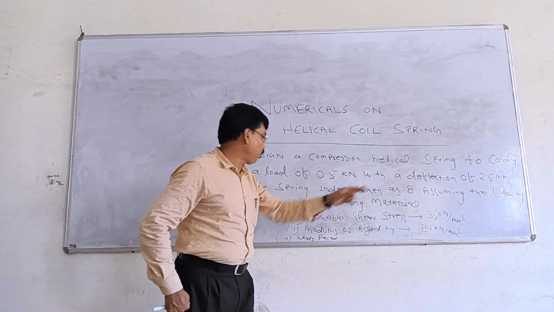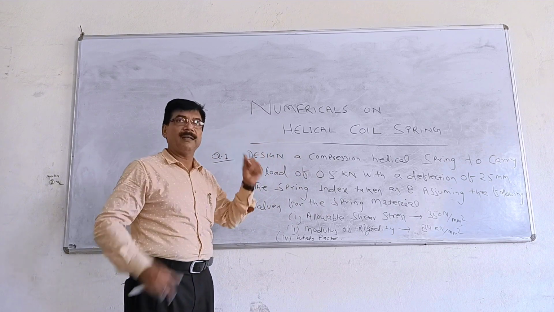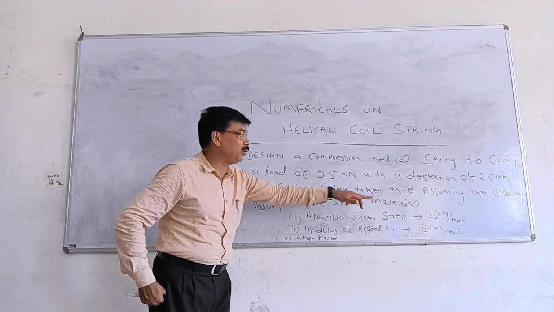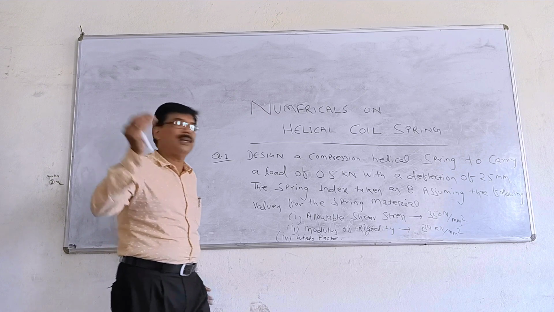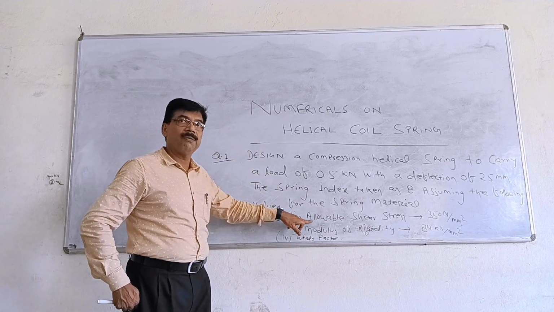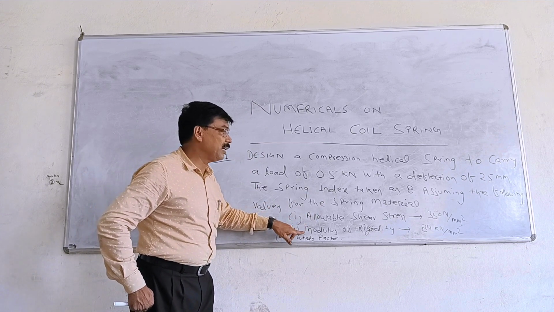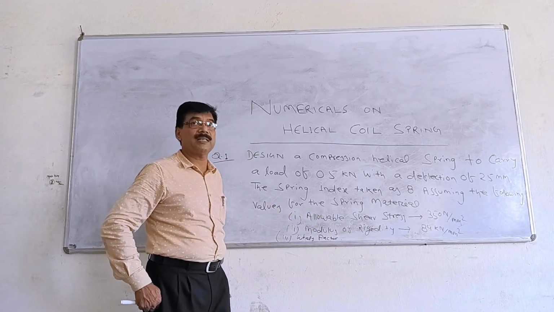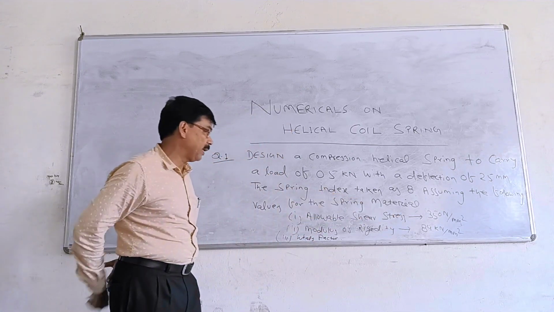And assuming the following values for the spring metal, there are various assumptions. Number one, allowable shear stress value 350 Newton per mm square. For that particular material, the allowable shear stress value is 350 Newton per mm square. Next, modulus of rigidity. It is another parameter, just like Young's modulus of elasticity. The value is 84 kN per mm square. Next, Wahl's factor.